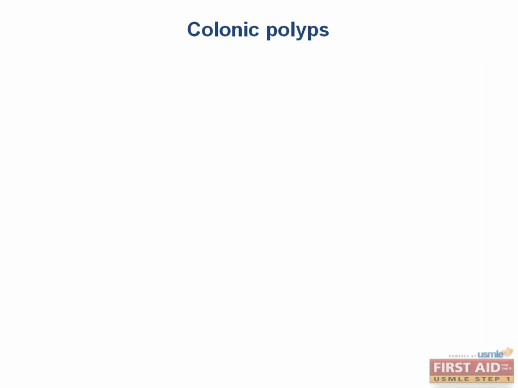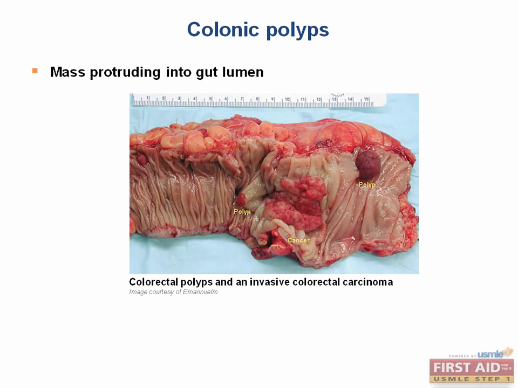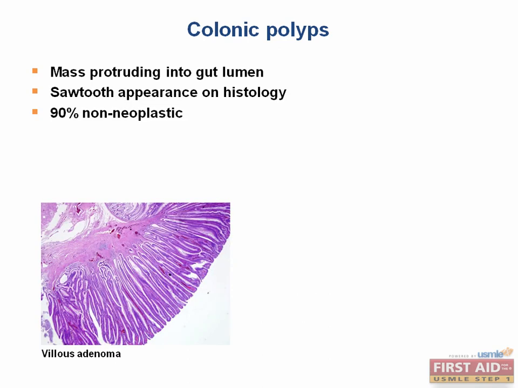We'll move now to colonic polyps and then to colorectal cancer. The simple definition of a polyp is a mass that protrudes into the gut lumen, which you can see here and here. They often have a sawtooth appearance on histology. 90% of polyps are actually non-neoplastic, but when found on colonoscopy are removed or biopsied to be certain. They are more common in the rectosigmoid area.